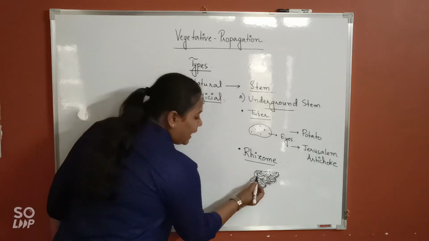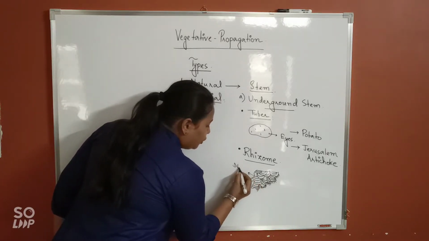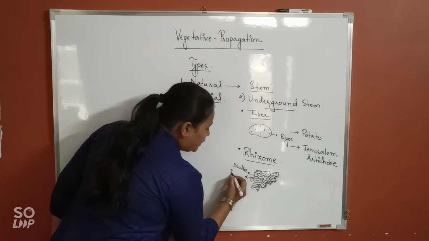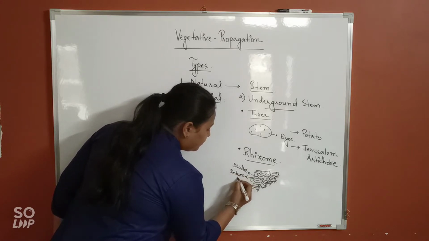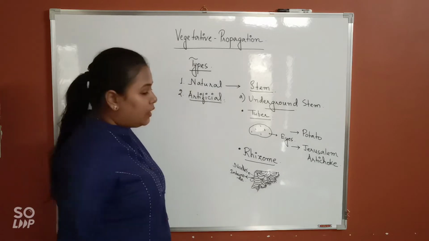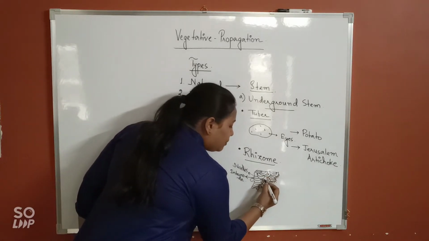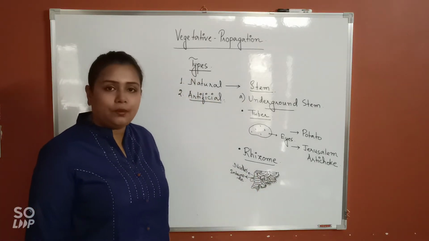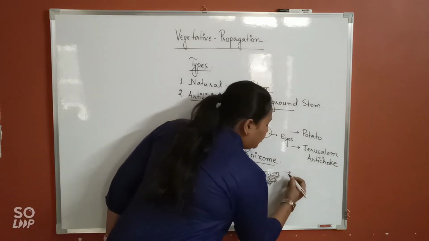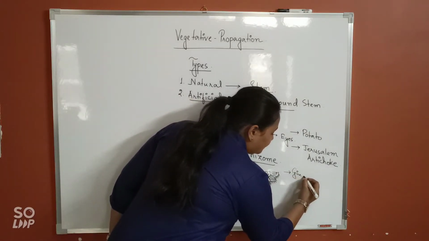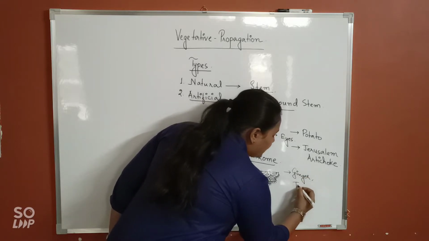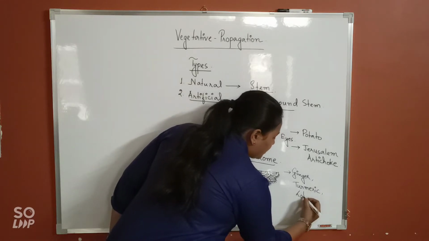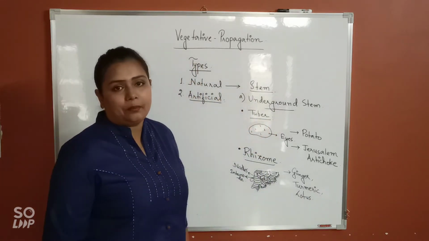Alright, so in this diagram, these are the nodes, whereas this gap between the two nodes is the internode. Alright, so from the nodes certain minute buds would arise. During favorable condition, they would germinate and give rise to new plants. Example, again all of you know, that's very common, is ginger. Also turmeric. Again, lotus. These are important examples.